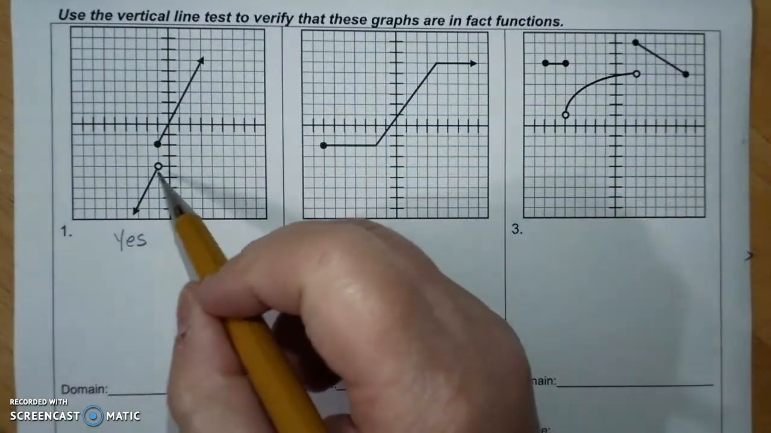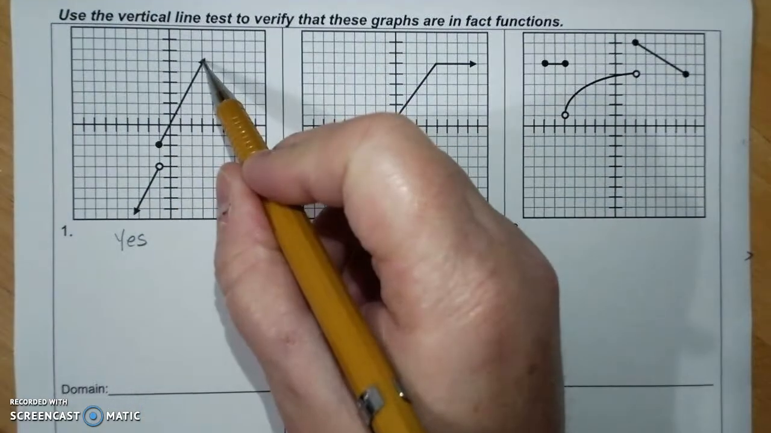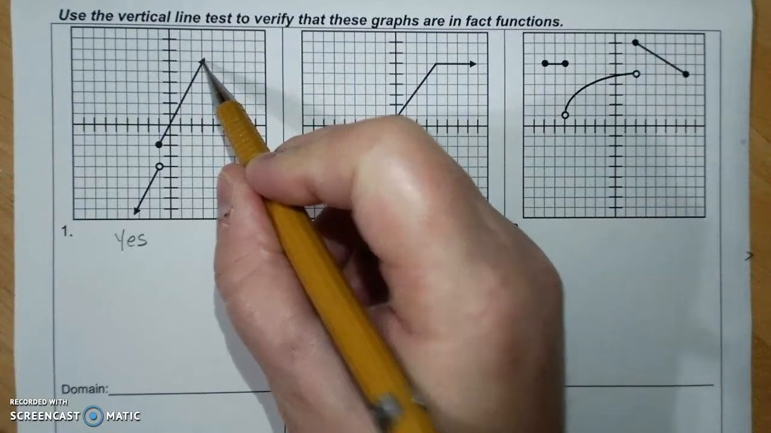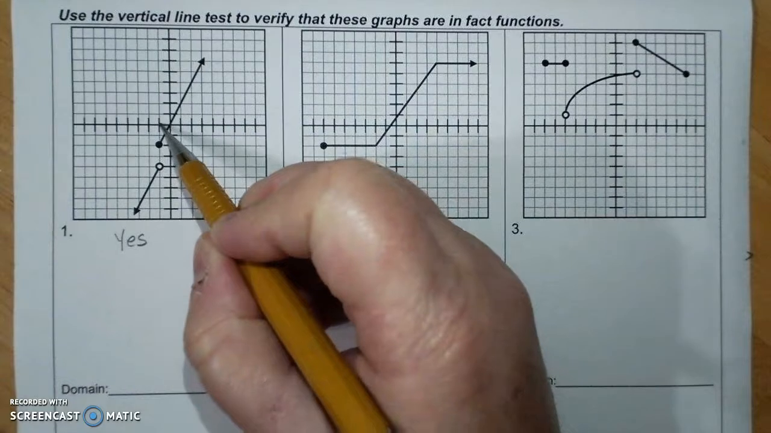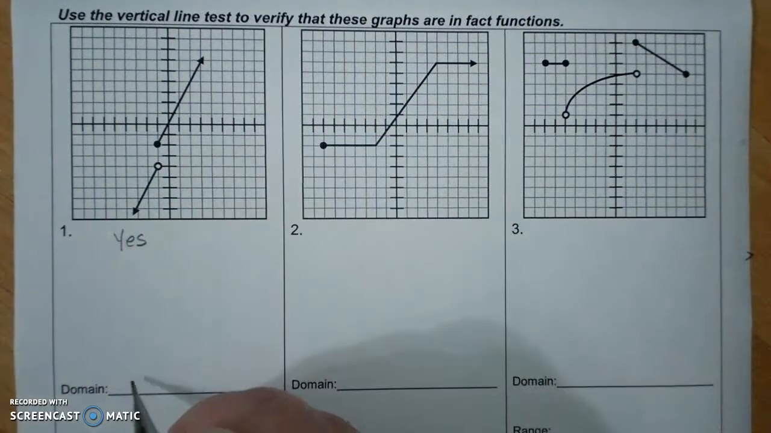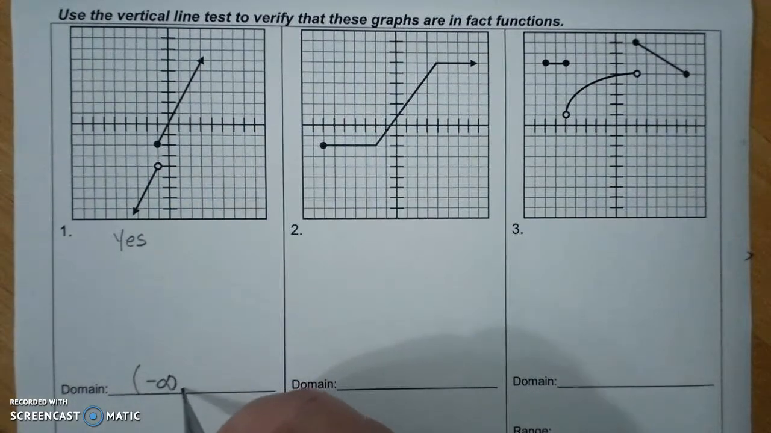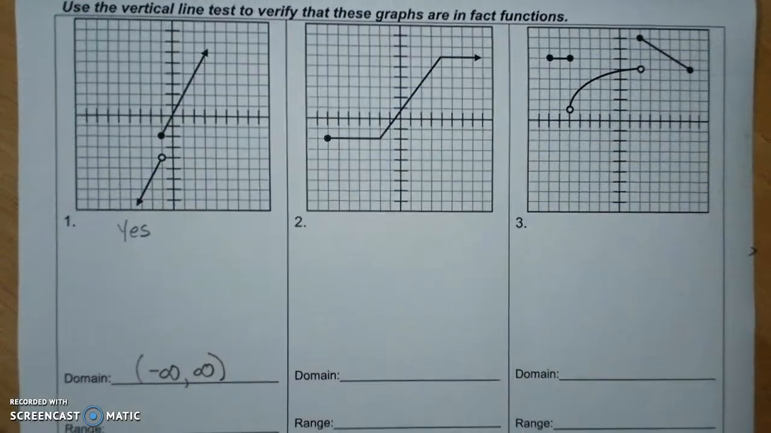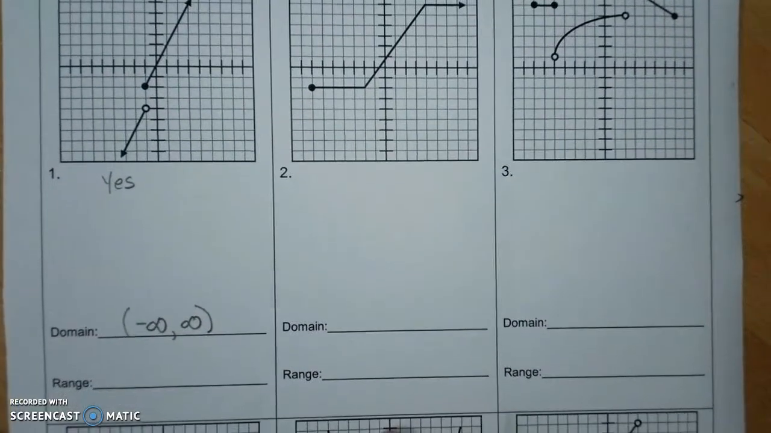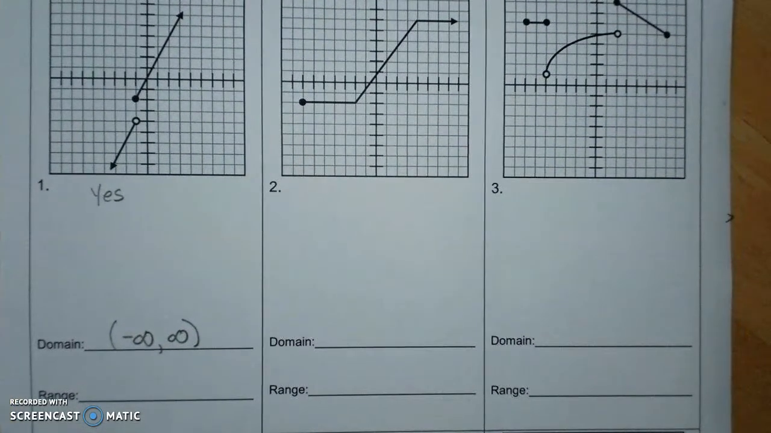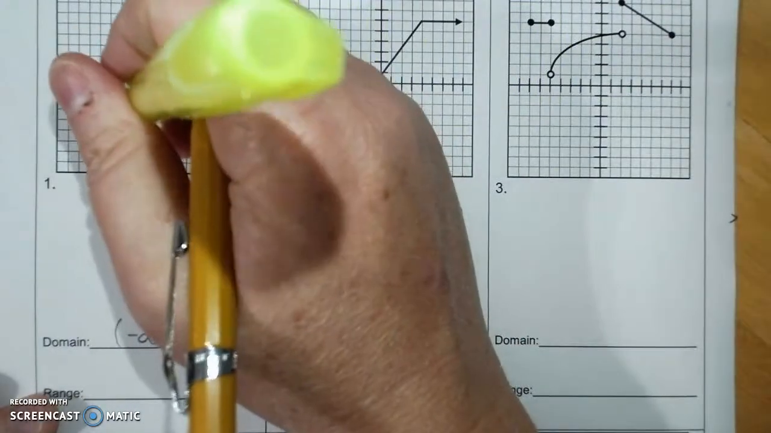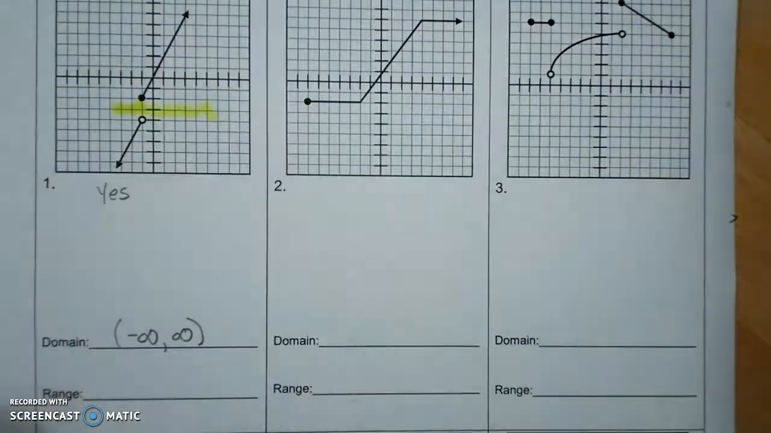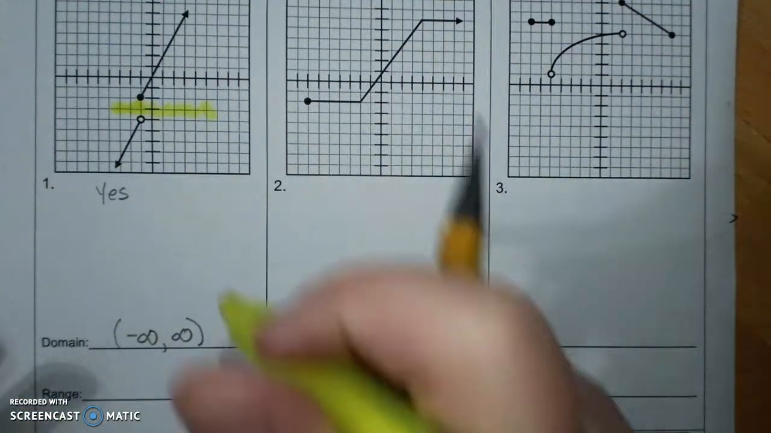Domain. Arrowhead means that x's can be anything, and even here. So every place of the x is covered, so that is negative infinity to positive infinity. The range: is there any gap in the function? And there is. There's nothing that sits between here and here.